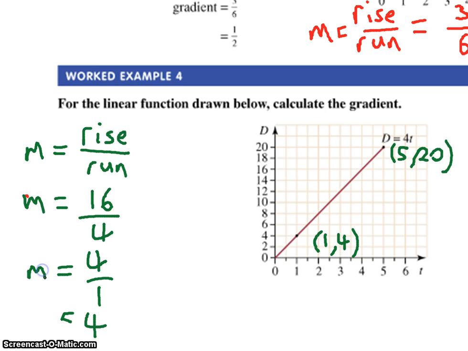M equals 4. Everyone happy with that? Excellent.